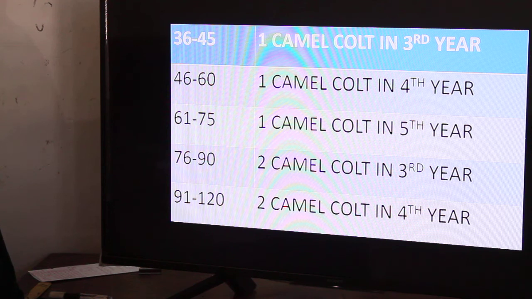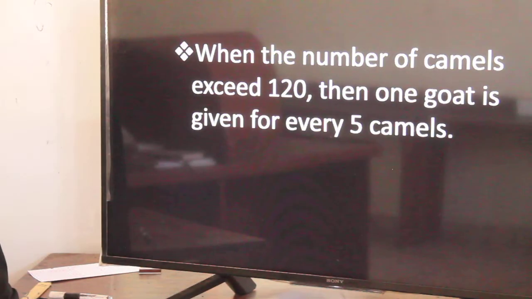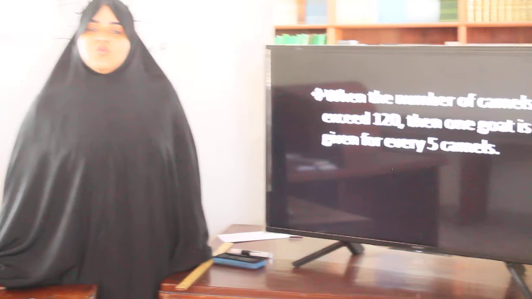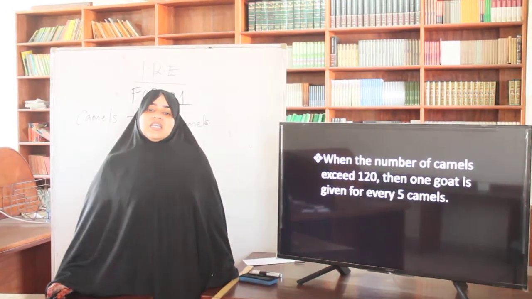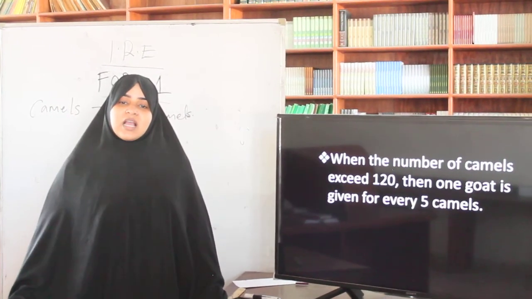If you have 46 to 60, that's 1 camel colt in 4th year. If you have 61 to 75, that's 1 camel colt in 5th year. If you have 76 to 90, that's 2 camel colts in 3rd year. If you have 91 to 120, that's 2 camel colts in 4th year. When the number of camels exceeds 120, then 1 goat is given for every 5 camels.